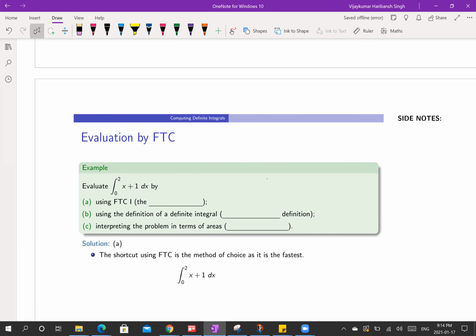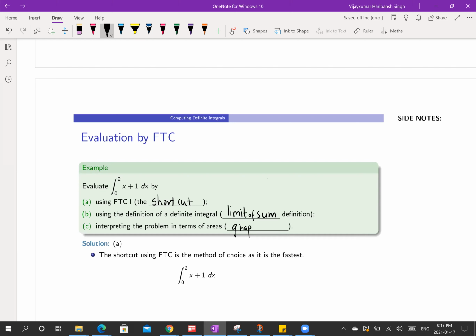Suppose we want to compute the integral from 0 to 2 of x plus 1 dx using different ways. One way to do that is using FTC1. It's a shortcut, computing the antiderivative. Another is using the definition of integral, which is basically the limit of sum definition, and then interpreting the problem in terms of area graphically.